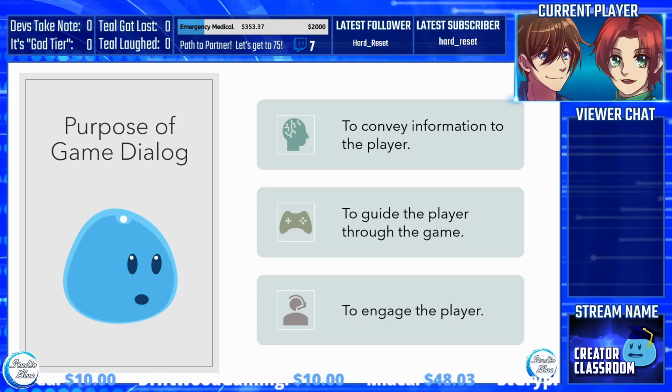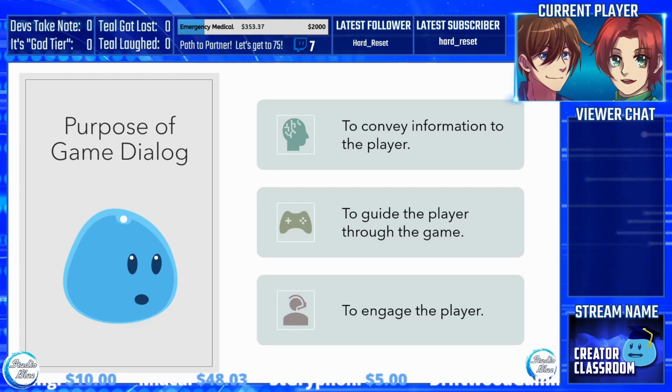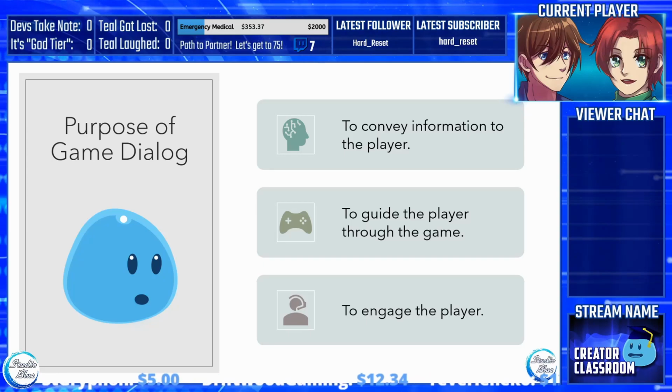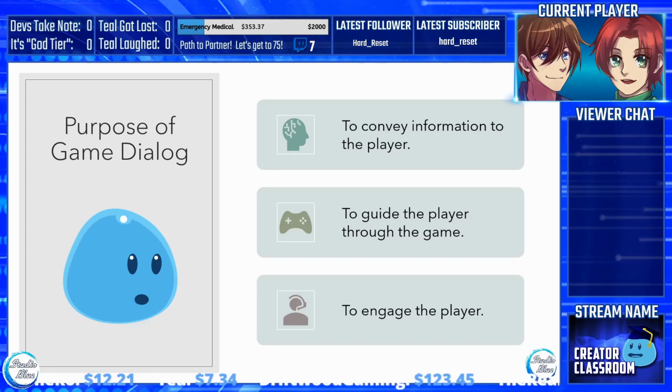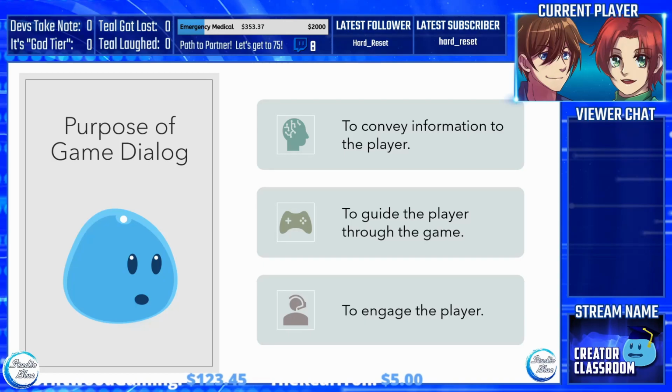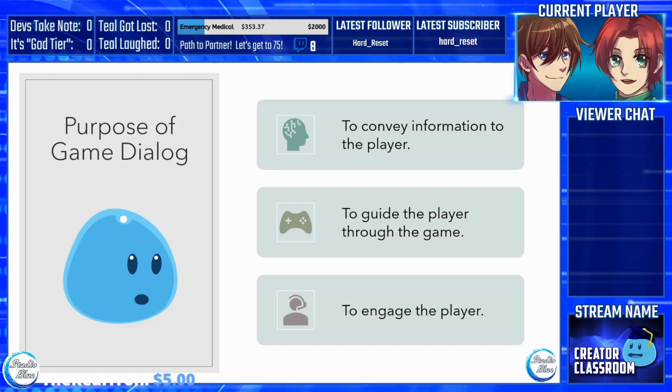Okay. Well, it's okay. The purpose of your game dialogue is to, first of all, convey information to the player. This can be anything from where a certain object is located in the quest to what is happening to their country, their king, to what the weather is like in some other place. That is the purpose of dialogue, to convey information to the player.